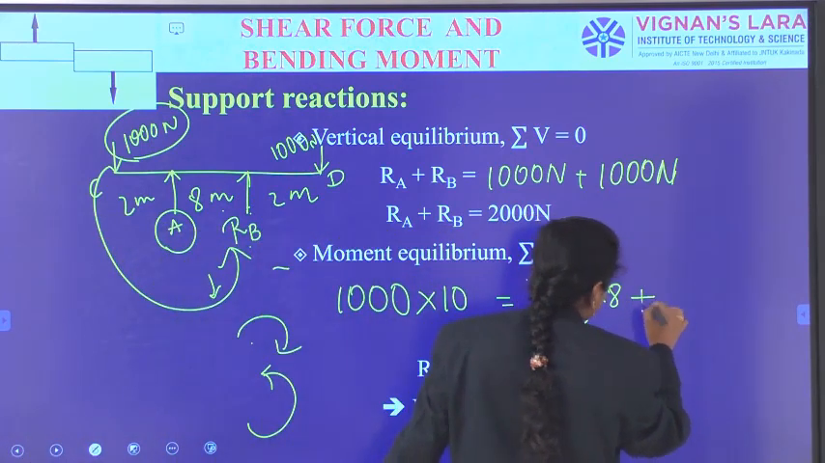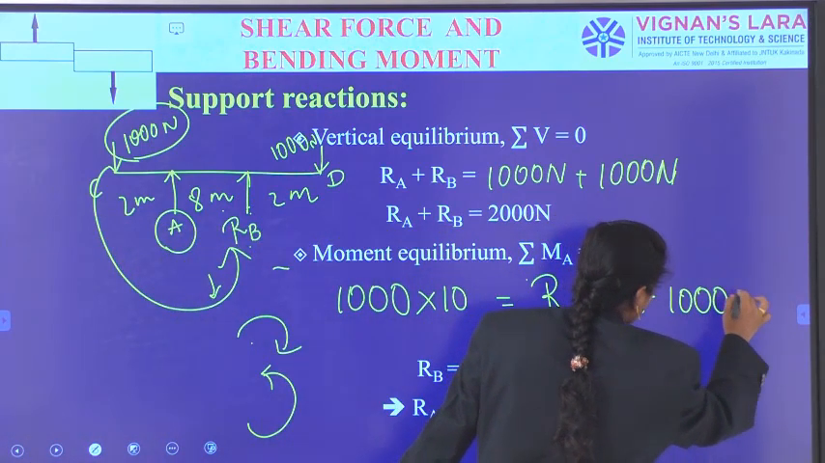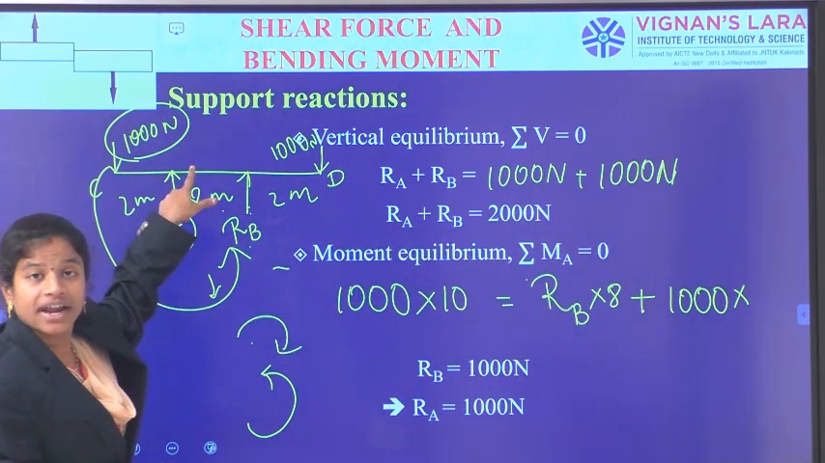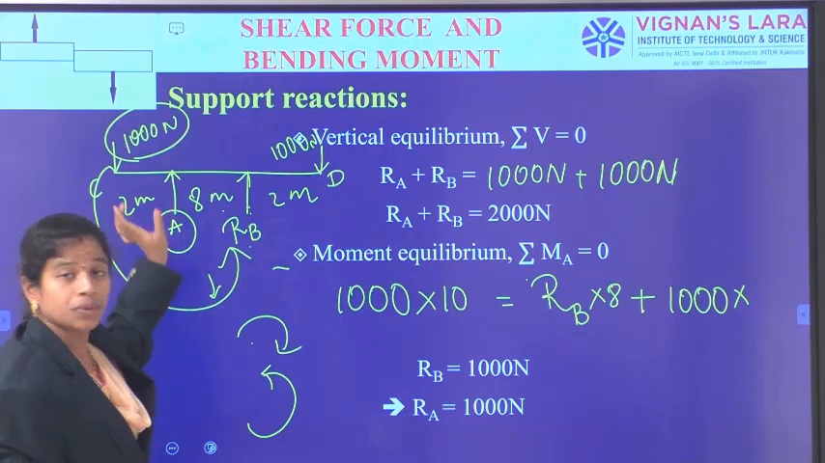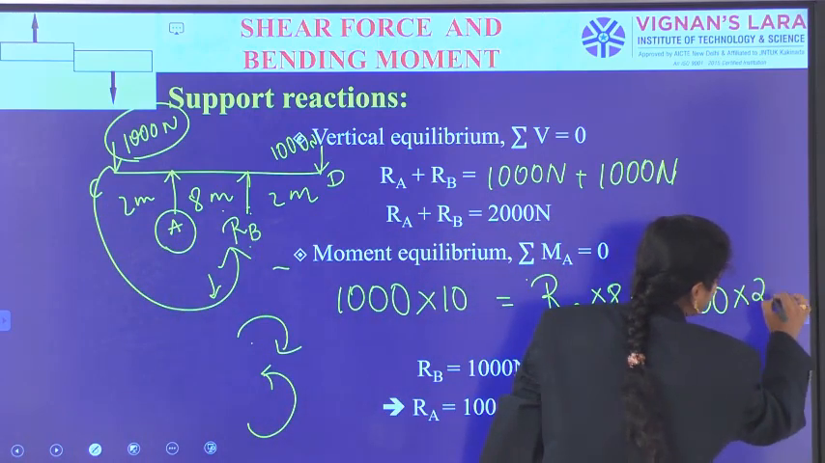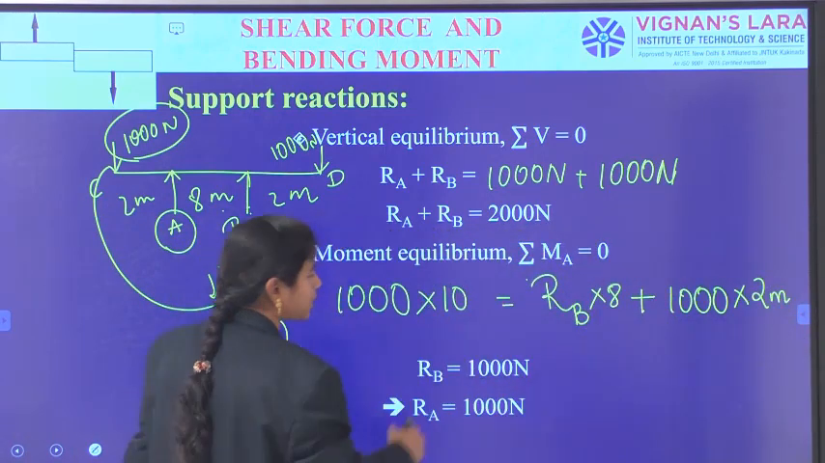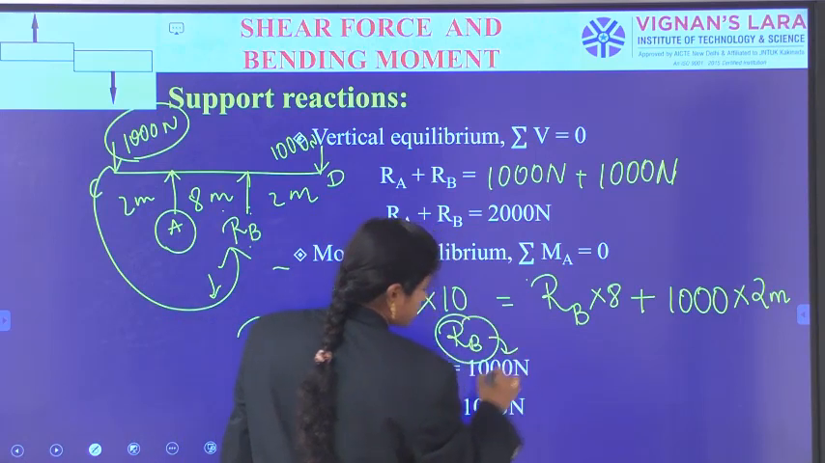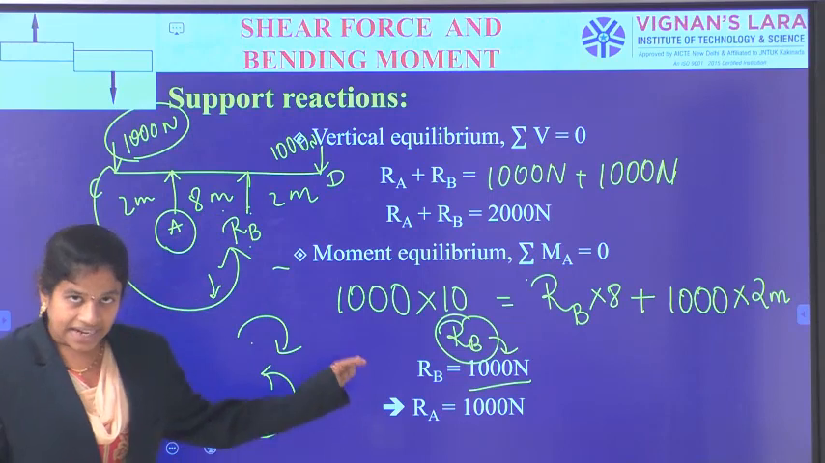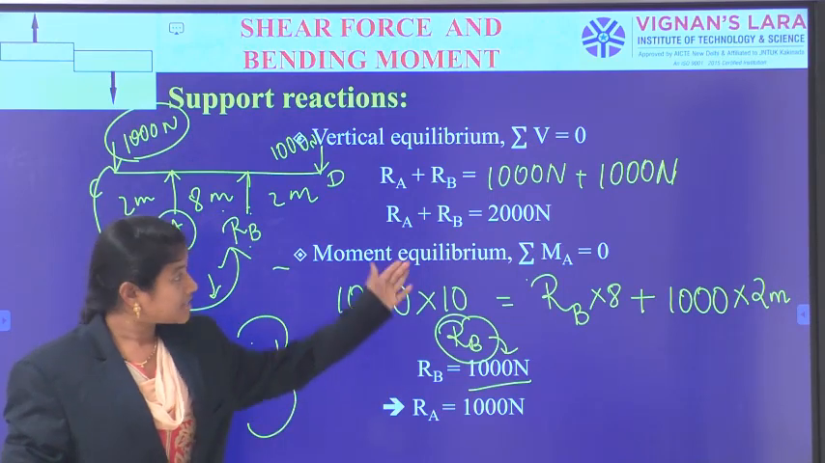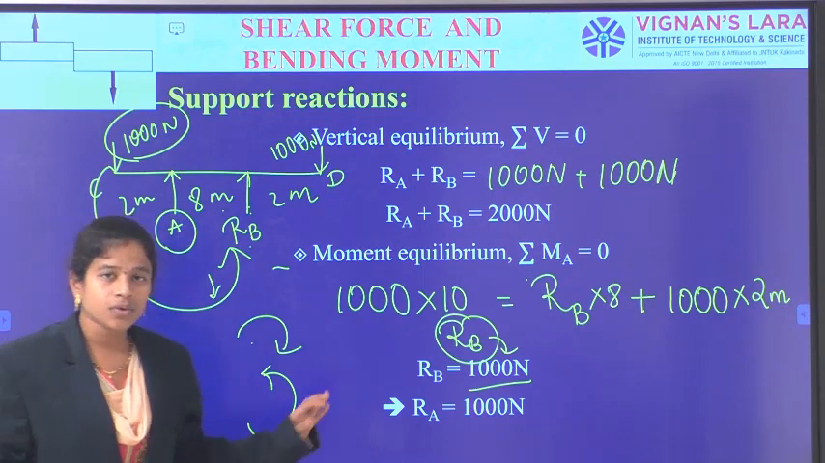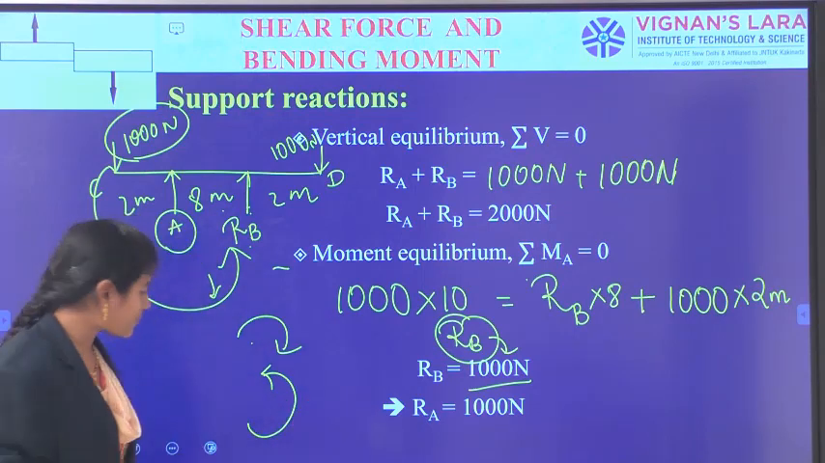So, RB plus 1000 into, how much is the distance from this 1000 Newton point load and support A? That is 2 meters. So, 1000 into 2 meters. In this way, we have got RB answer as 1000 Newtons, and then RA answer as 2000 minus 1000, which is equal to 1000 Newtons.